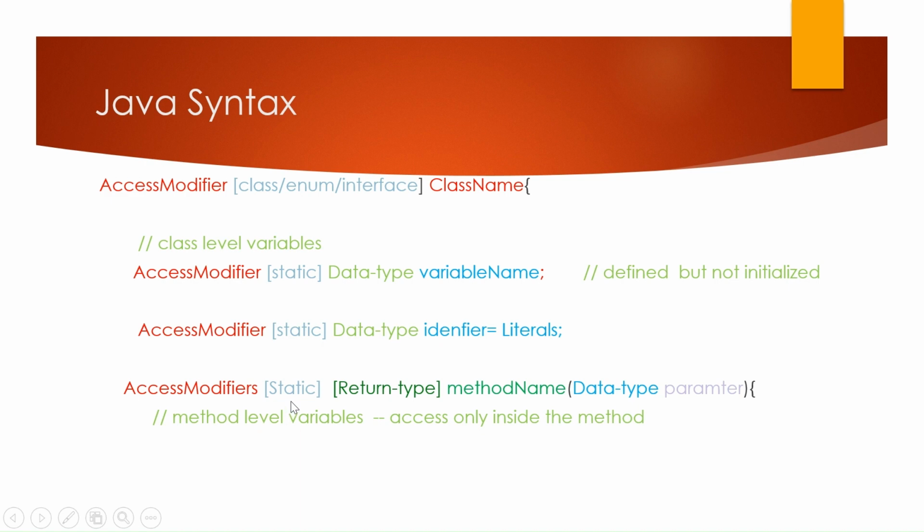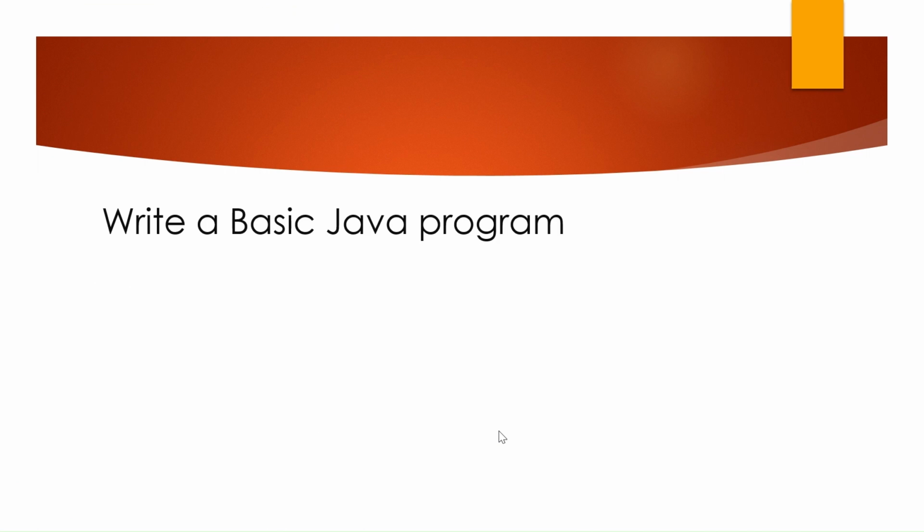Now let's see a method: access modifier, and return type, static or non-static. The return type is whatever data type, or if there is no return type, we use the void keyword, then the method name and parameters with data types, and then we define the method level variables and also the statements inside the method. So this is the Java syntax of a class. Now let's write a basic Java program, and then compile and execute it. So let's see it in action.